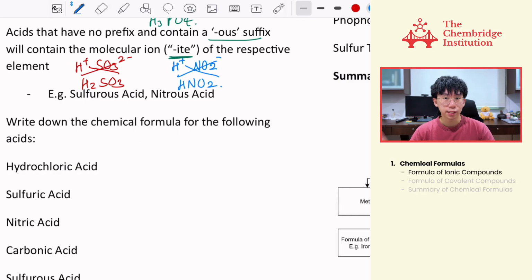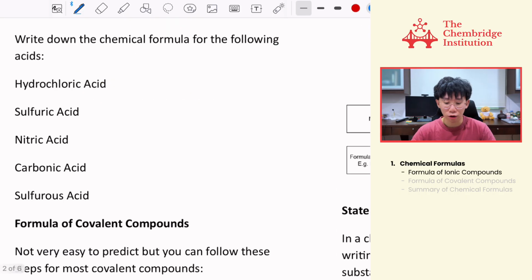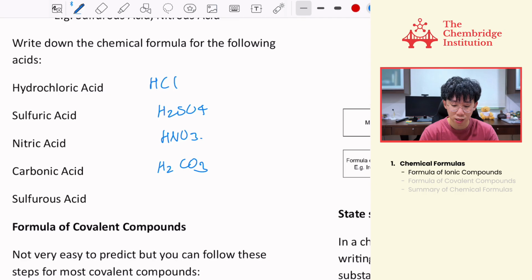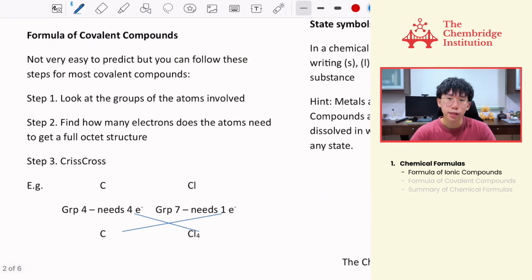So you realize for your acids, you're going to treat it like an ionic compound. As long as you know the ions and you know the charges of most of these complex ions, you can easily determine the formula for these acids. So we kind of ran through all these chemical formulas for these acids over here. Pretty much HCl is hydrochloric acid, sulfuric acid is H2SO4, nitric acid is HNO3. These are a lot of your common acids, carbonic acid is H2CO3, and sulfurous acid is just H2SO3. Now we can look at the formula of covalent compounds.